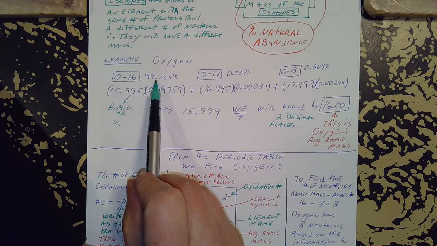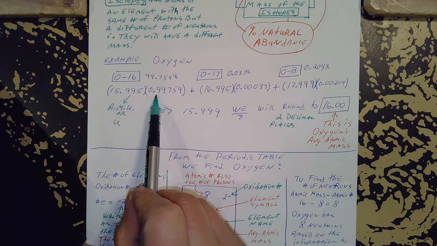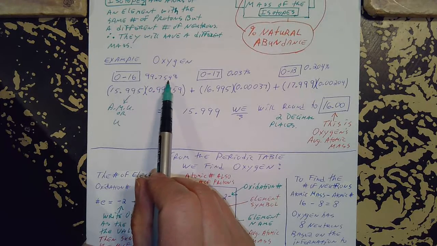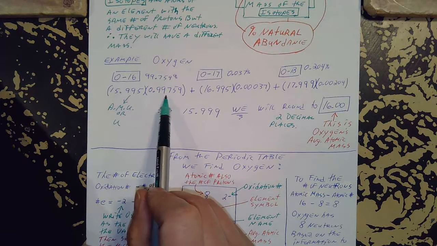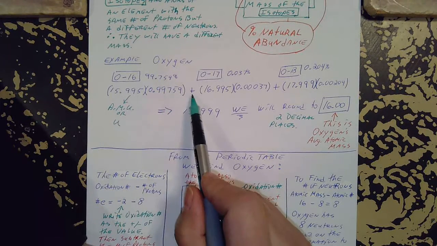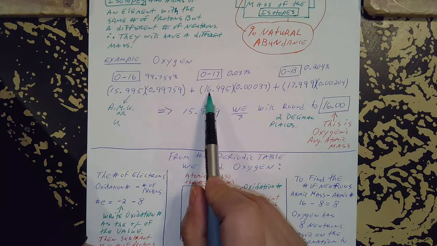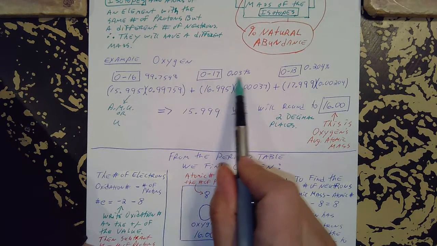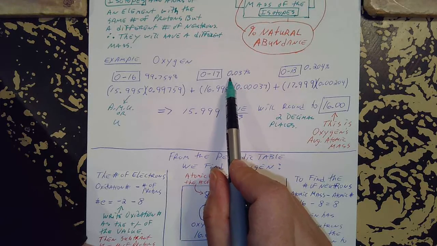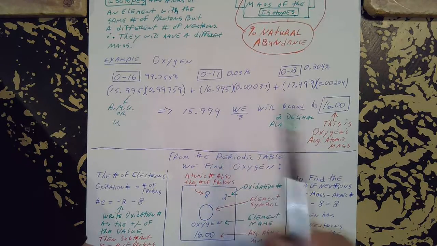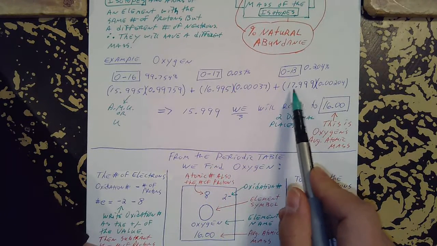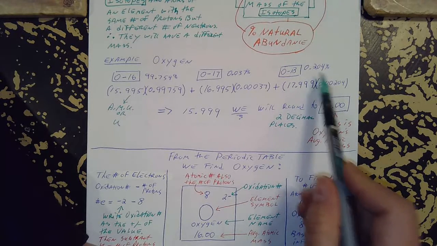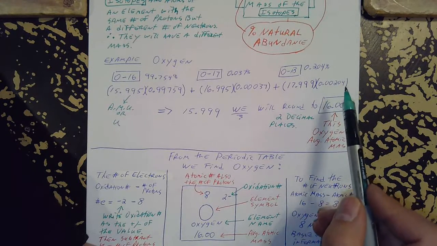And when we take the percent, we have to write it in decimal form. So make sure that you move the decimal 2 to the left. All right, so 99.759% is actually 0.99759. Add that to the mass of O17, which is 16.995, times, change that to decimal, so that would be 0.00037. And then the last one has a mass of 17.999, times this as a decimal, 0.00204.